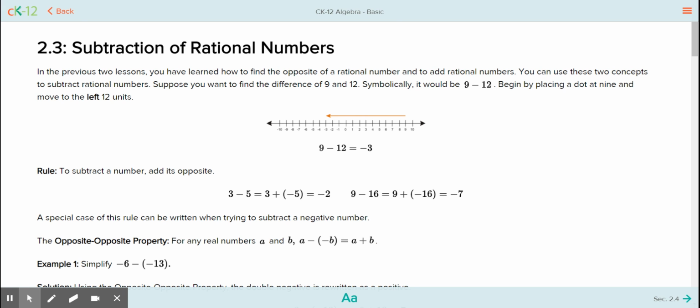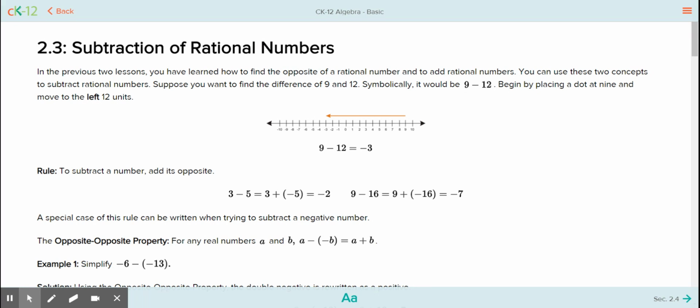Hey everyone, today we're going to look at chapter 2.3, subtraction of rational numbers. In the previous two lessons, you have learned how to find the opposite of a rational number and to add rational numbers. You can use these two concepts to subtract rational numbers.